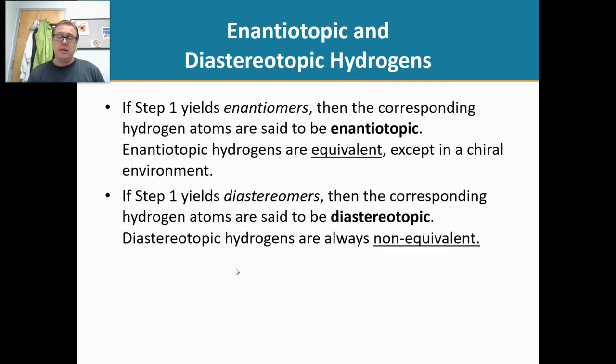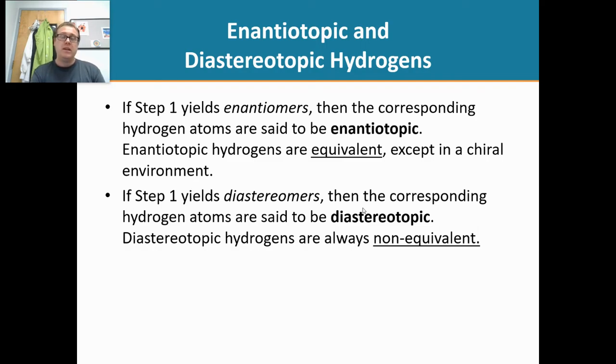This is telling us that there's going to be a difference between enantiotopic hydrogens and diastereotopic hydrogens. Just like we learned in Organic Chemistry 1, we've learned about enantiomers and diastereomers. So now we can look at individual hydrogens and give them this label of enantiotopic or diastereotopic. Now, when hydrogens are enantiotopic, they are going to be equivalent except when the molecule is in a chiral environment.